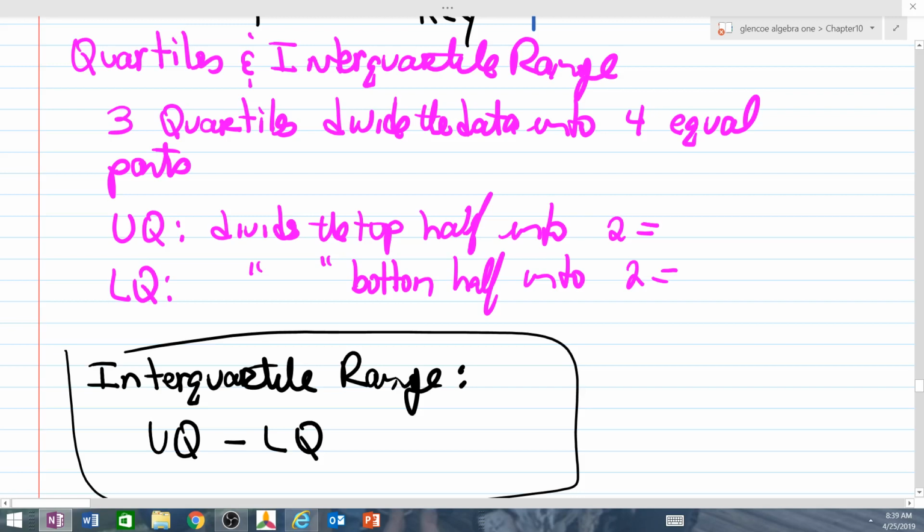I just want to get through the lesson. Again, the interquartile range is the upper quartile minus the lower quartile. All of these definitions are in your notes as well. Are we good on upper quartile, lower quartile, and interquartile range? Does anyone have a question up to this point?